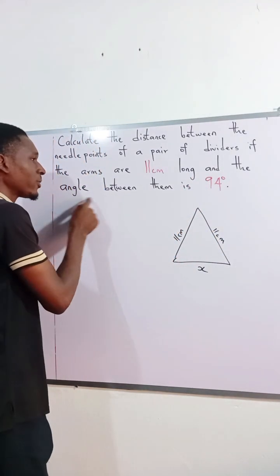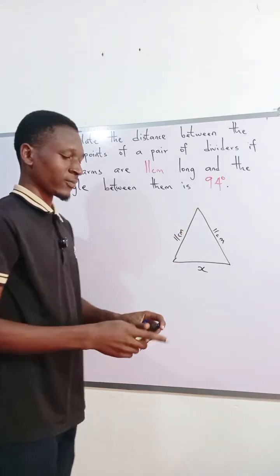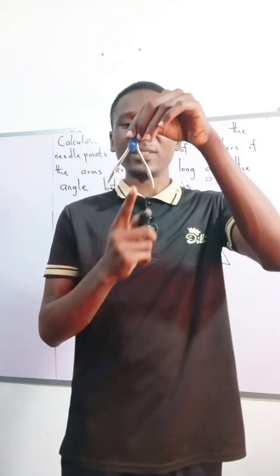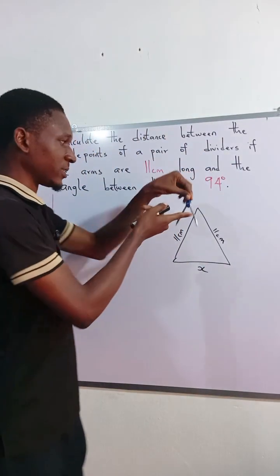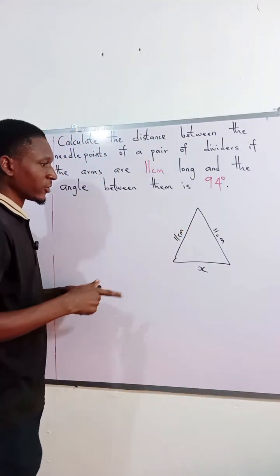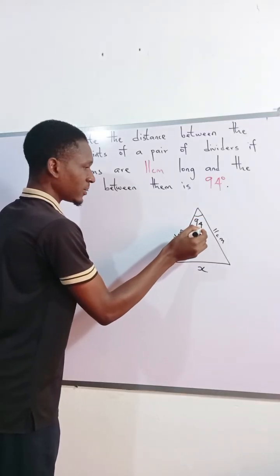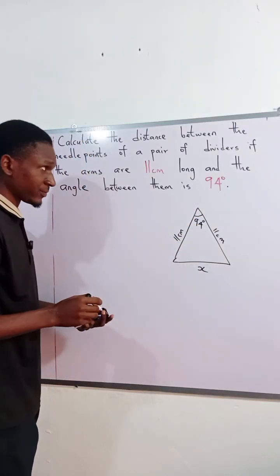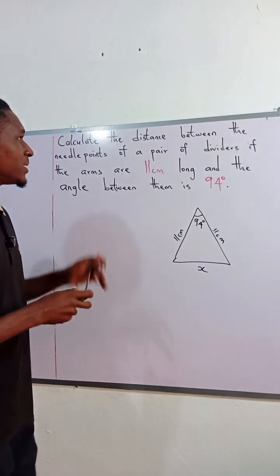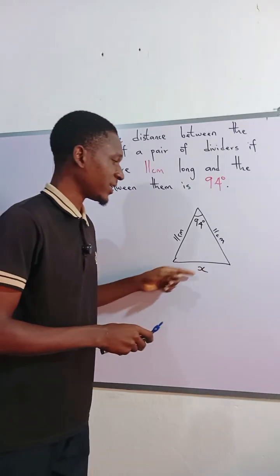And the angle between them is 94 degrees. So the angle between the pair of dividers, which is the angle here, is what? 94 degrees. Can you see it? 94 degrees. So the angle here is 94 degrees. So we have to calculate the distance, which is, we have to find x.